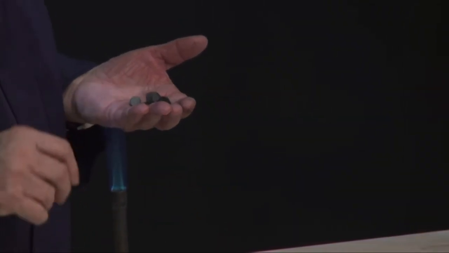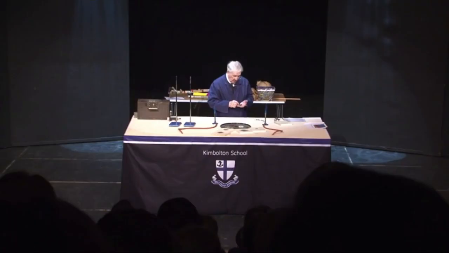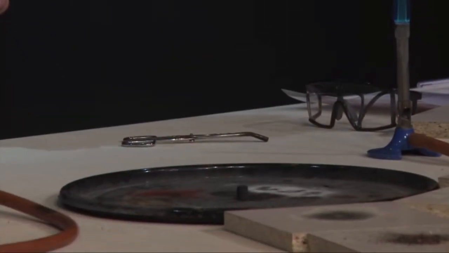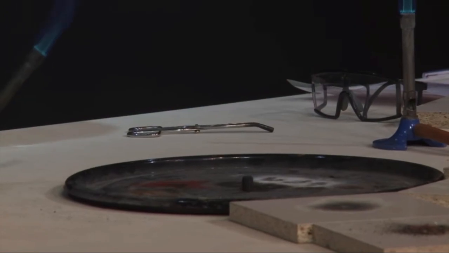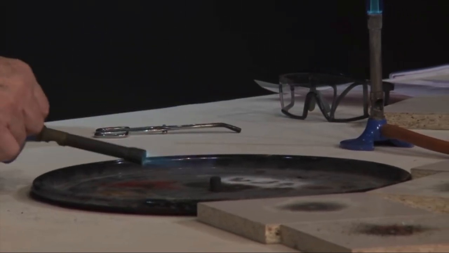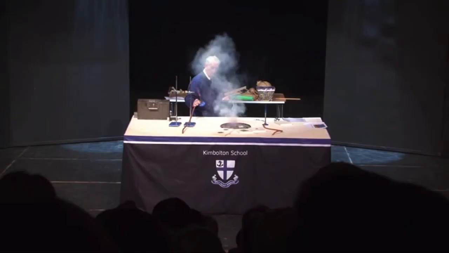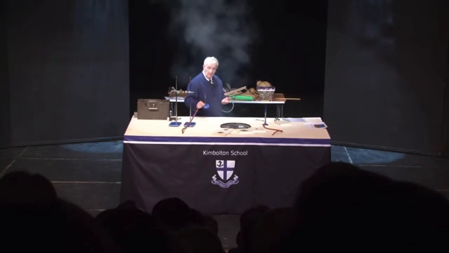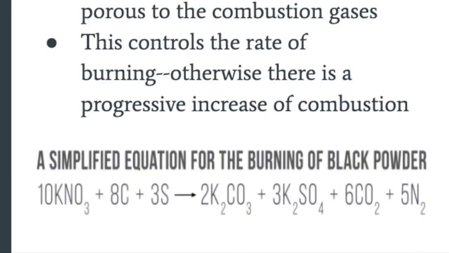Black powder is a composite propellant, meaning the fuel and oxidizer are mixed. The powder is compressed to avoid the surface of the powder being porous to the combustion gases. This controls the rate of burning. Otherwise, there is a progressive increase of combustion. A simplified equation for the burning of black powder is as follows.